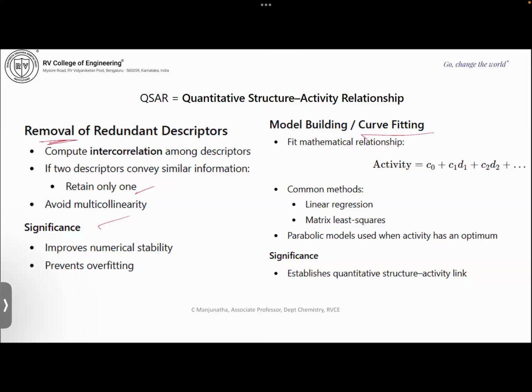Then the model building. Here, fit a mathematical relationship where activity is equal to C0 plus C1 into descriptor 1 plus C2 into descriptor 2 plus etc., by using linear regression or the matrix least square method.